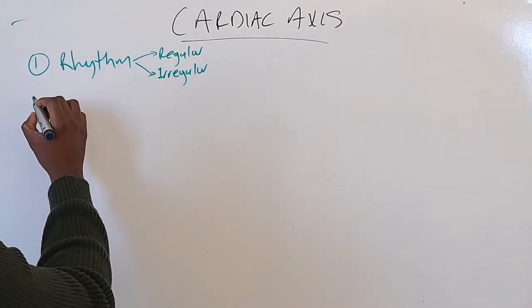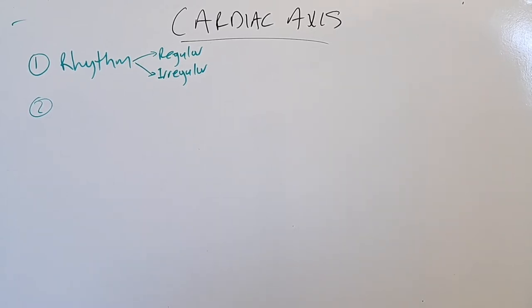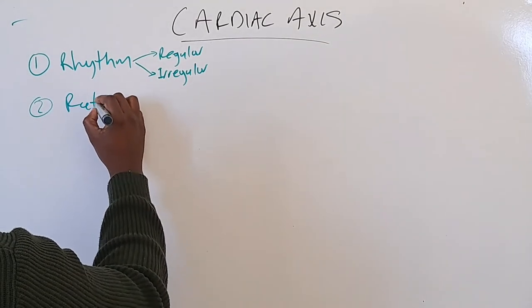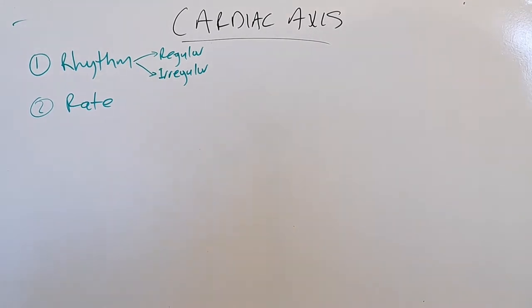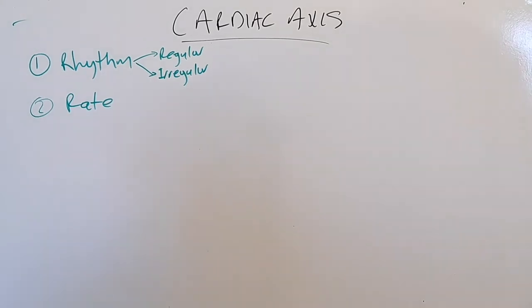There's a reason why I say that should be your first step, because I know many people want to start with the rate, and then after they've figured out the rate, they move on to the rhythm. But the problem with that is, if you figure out the rate and then figure out the rhythm last, you're going to use the wrong methods of figuring the rate. What do I mean by that? This is what I mean.